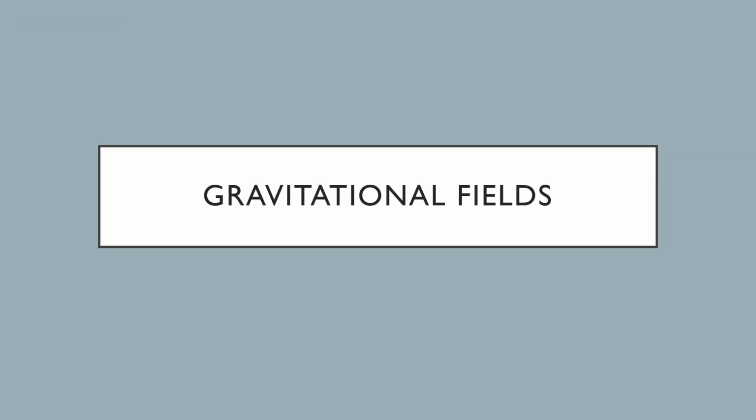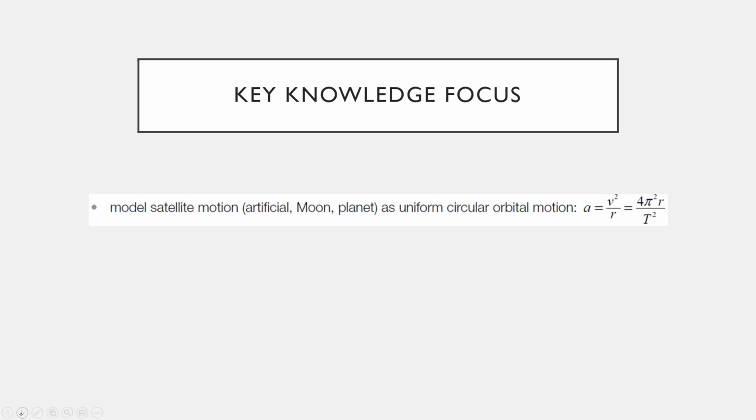Hi everyone, welcome back. So, in this last section on gravitational fields, we're going to be looking at the orbital properties of satellites or moons or planets, or the orbital properties of something that's orbiting something else. Okay, so here is the relevant dot point from your study design. Model satellite motion, artificial moon or planet as uniform circular orbital motion, and you have a little equation there that you can use to talk about these things.